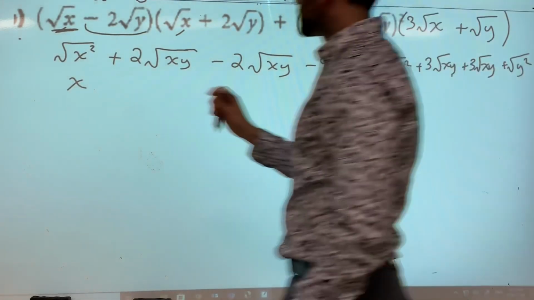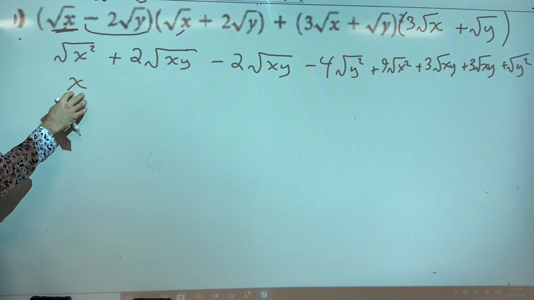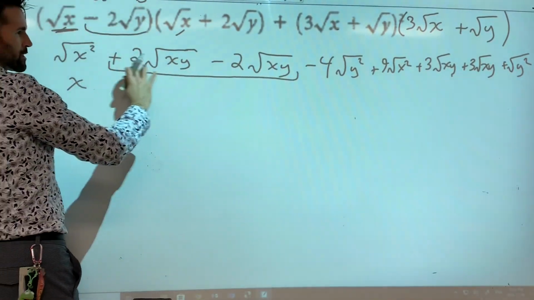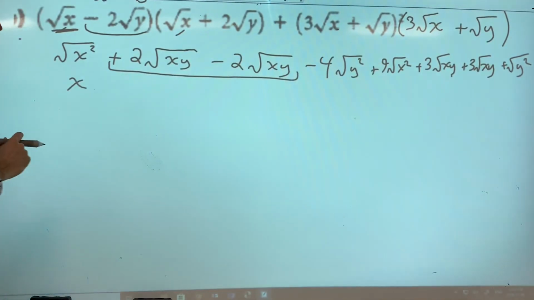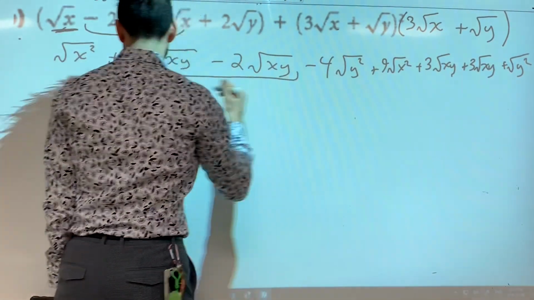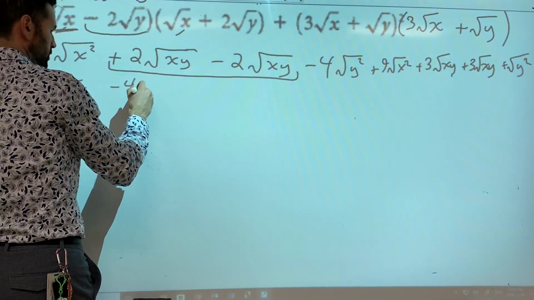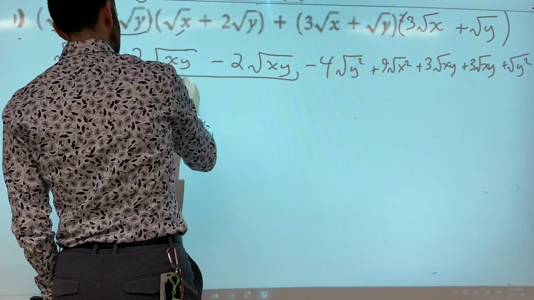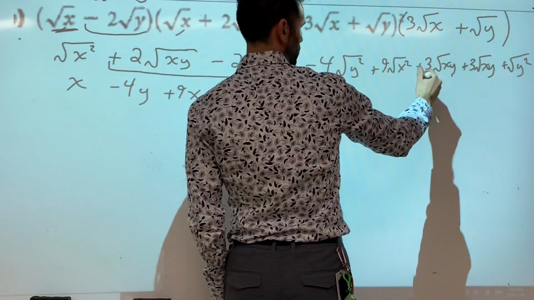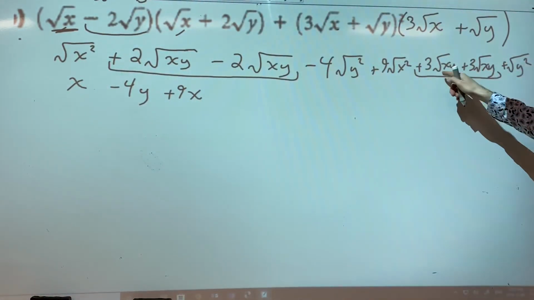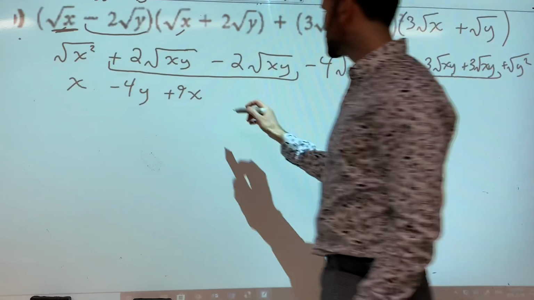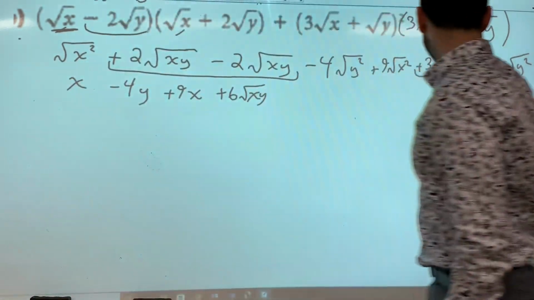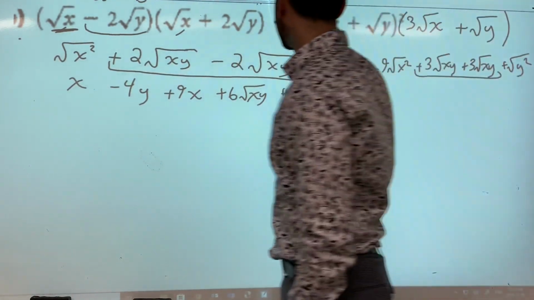Alright, so now, square root of this one gives me x. These are like terms right here. So they happen to have the same coefficient, so you'll cancel out to 0. This one here, I'm going to get subtract 4y. And then I'm going to get a 9x from that one. And over here we got 2 like terms, so same radical component. So we get 6 times square root xy. And then the square root of y squared is y.